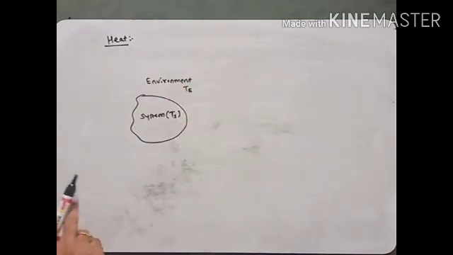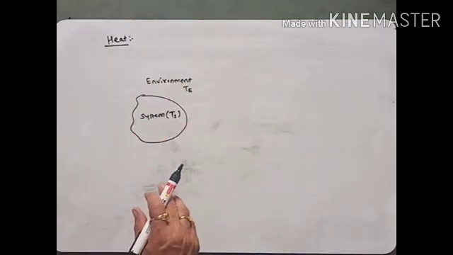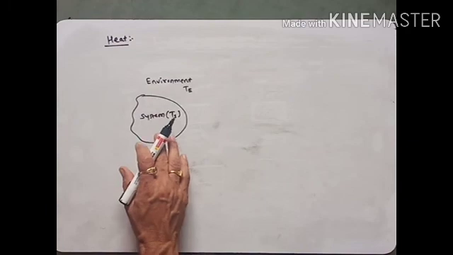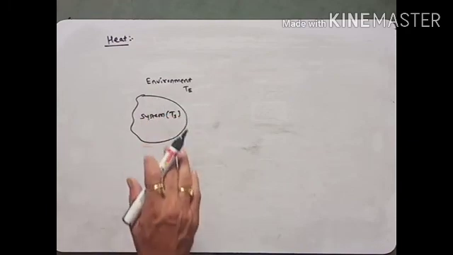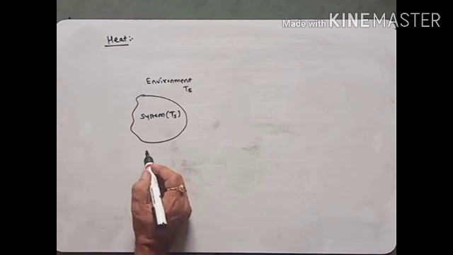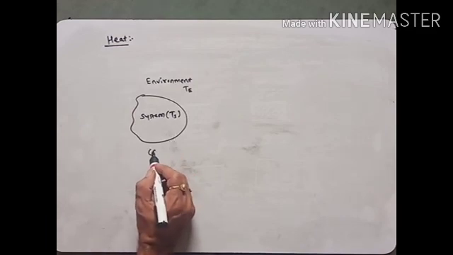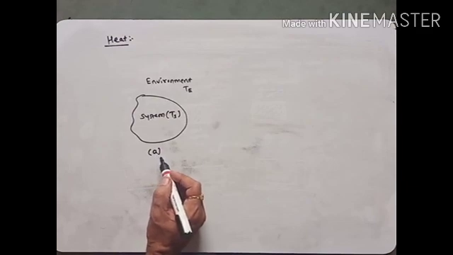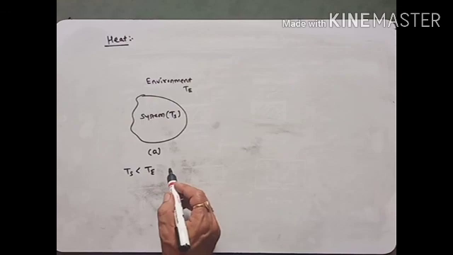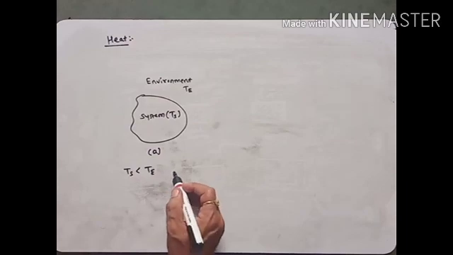Also, whenever the environment is large, then Te cannot be correctly measured. There is an exchange between environment and system till the temperatures become equal. Now we consider the first case, figure A. Here Ts is less than Te. Then internal energy Q flows from environment to system, and Q is positive.